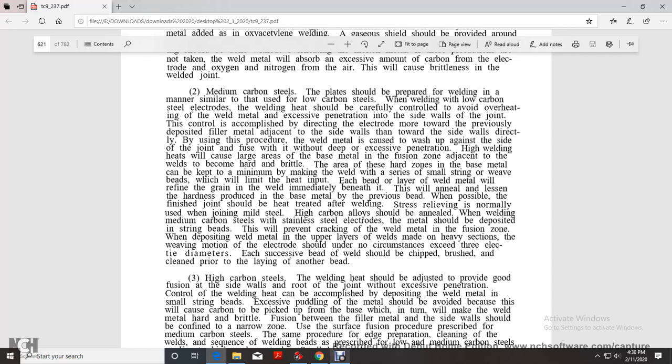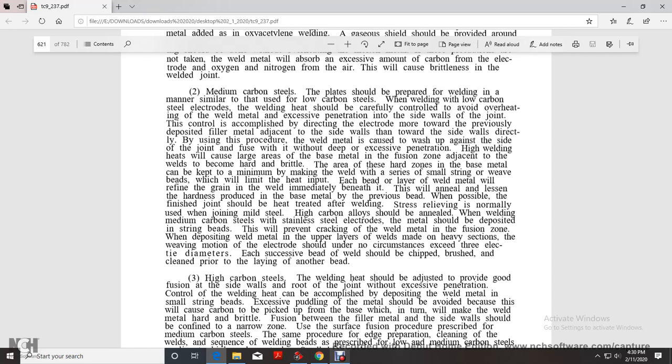High welding heat will cause large areas of the base metal adjacent to the welds to become hard and brittle. The areas of hard base metal can be kept to a minimum by making the weld with small string or weave beads, which limit the heat input. Each bead layer of welded metal will refine the grain of the weld immediately beneath it, annealing and lessening the hardness produced in the base metal by the previous bead. The finished joint should be heat treated after welding. Stress relieving is normally used for mild steel joints; high carbon alloy should be annealed.